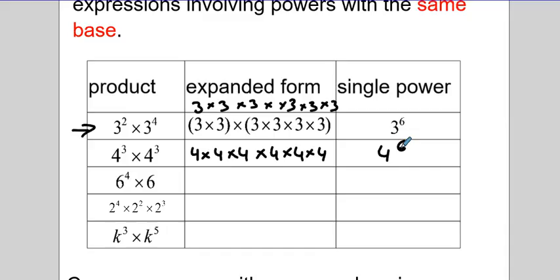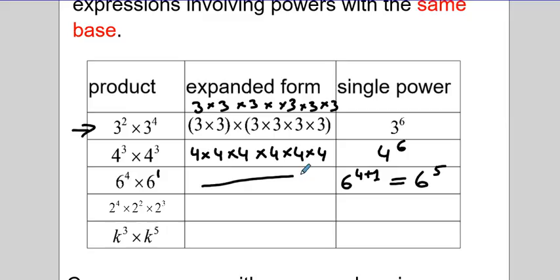The next one, what do you think the answer is going to be? 6 to the power 4 times 6. Yeah, that's right. This is actually 6 to the power 1. So 6 to the power of 4 plus 1, which is 6 to the power of 5. And I'm not going to write the expanded form here. We're going to take a shortcut.